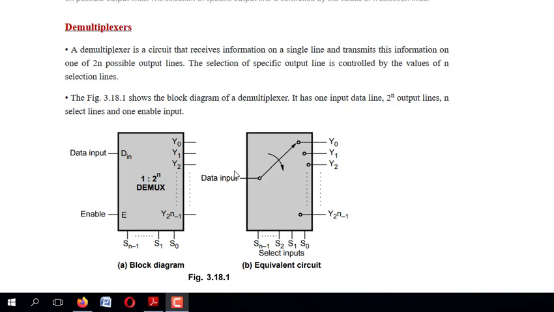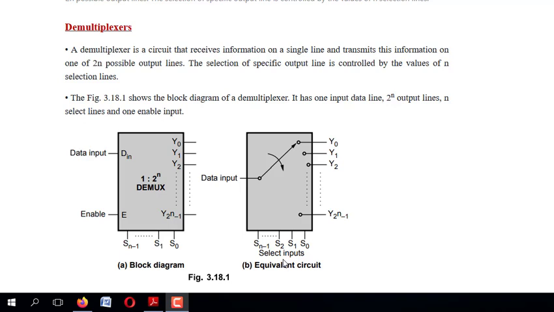See here, your data input, that is the available input, can be given to this output Y0 with respect to the selection line. Suppose I need to give the data input to Y1, then that will be decided only with the help of the selection line. That's why your input will have only one line and your output will contain 2 power n output lines, where n represents your number of selection lines.